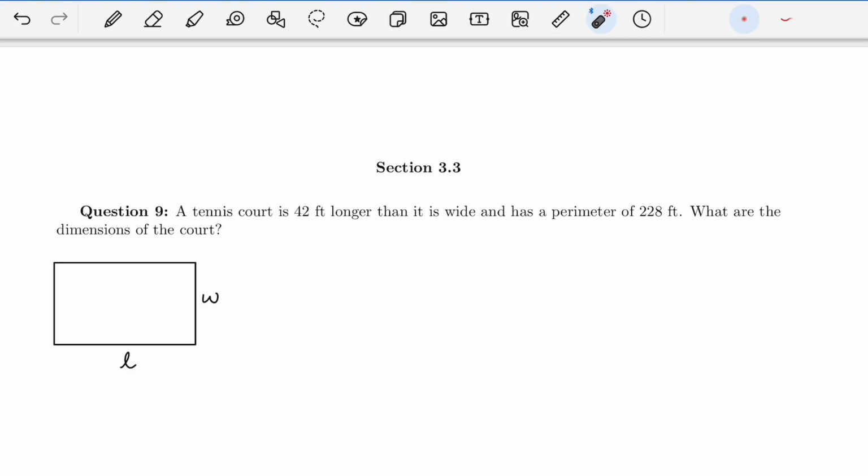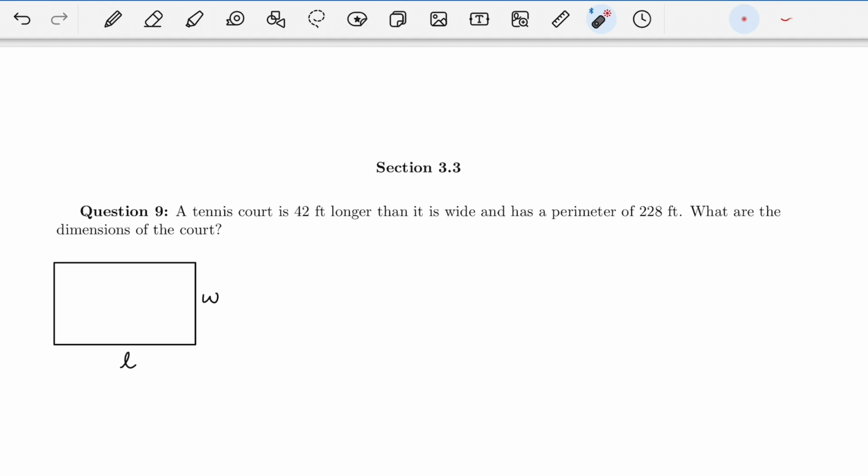All right, so now we're going to look at some problems from section 3.3. And in this section, what we're doing is working with applications. So we're going to work with word problems, and our job is to convert the word problems into a system of linear equations and then solve for the unknown variables.